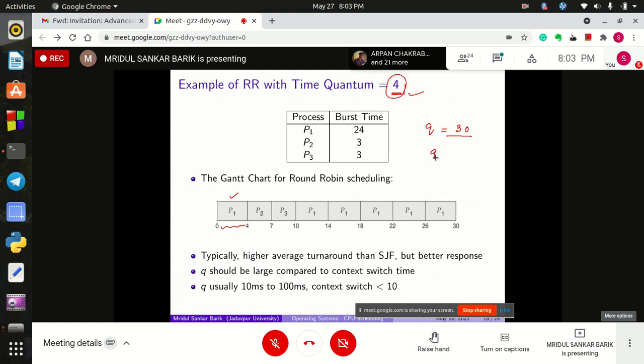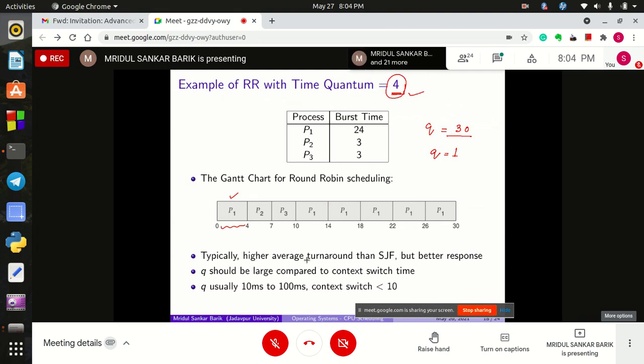But if Q is very small, assume it is 1 time unit, then the number of context switches would be very high. So P1 followed by P2, P3, then again P1, P2, P3, P1, P2, P3, then P1, P1, P1, P1, and so on. In this case, the number of times the processor should switch context from one process to another is very high, and if the context switch time is not negligible, then we would have considerable system overhead, right?